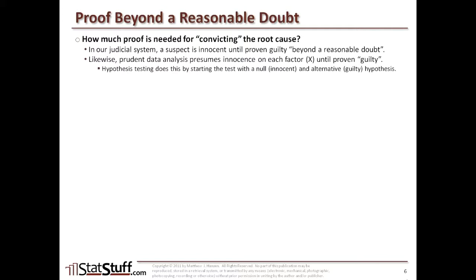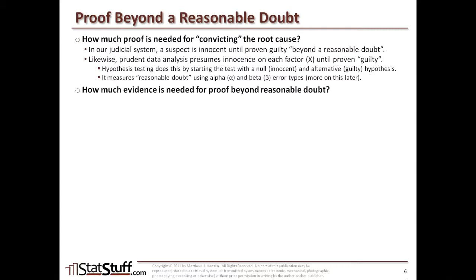That's basically what hypothesis testing does. It's presuming innocence on the factor, in what's called a null hypothesis. And if we don't have enough data to prove that it's innocent, then there's enough data to prove that it's probably the alternative that we're going to accept. The alternative in this case is like saying it's guilty. And it's going to measure reasonable doubt using things called the alpha and beta error types, or different levels of risk. And we're going to get into that in just a couple of minutes.